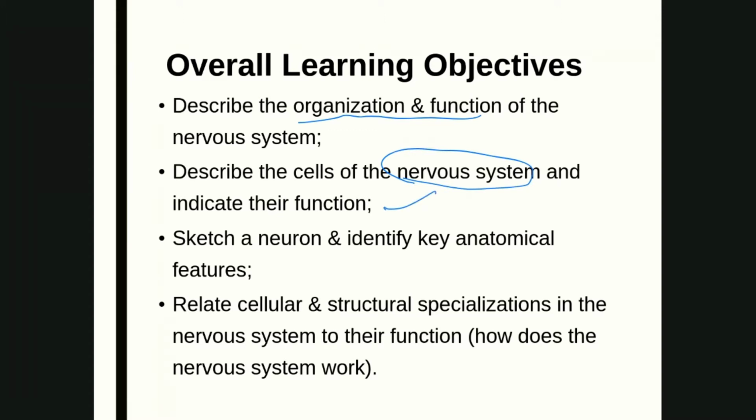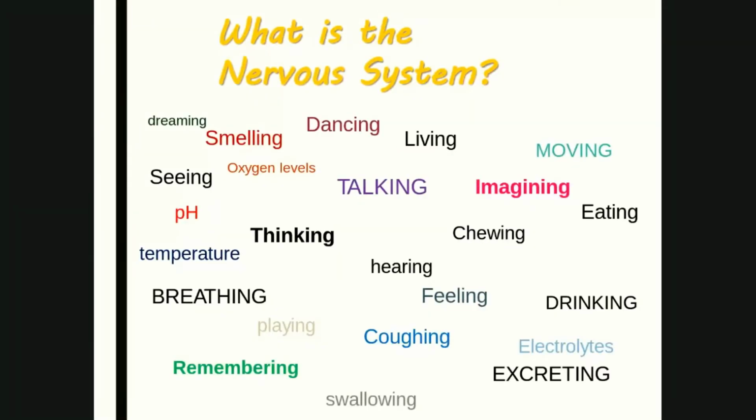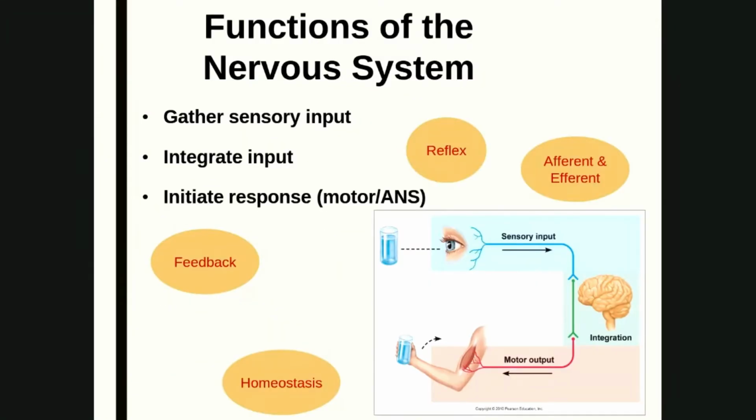Then the function and the key importance of neurons. Then relate cellular and structural specializations in nervous system and how the nervous system works. Okay, and those are the objectives. So nervous system means that's a controlling center of your body.